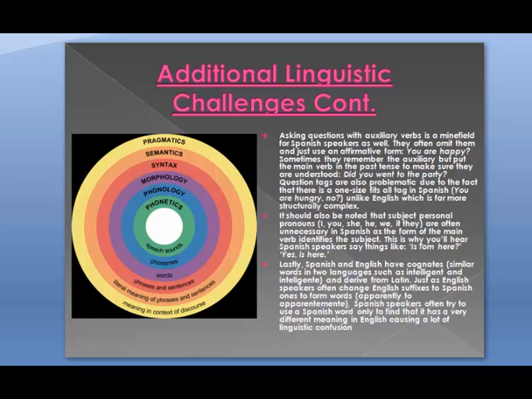It should also be noted that subject personal pronouns, I, you, she, he, we, it, they, are often unnecessary in Spanish, as the form of the main verb identifies the subject. This is why you'll hear Spanish speakers saying things like, "Is Tom here?" "Yes, is here."